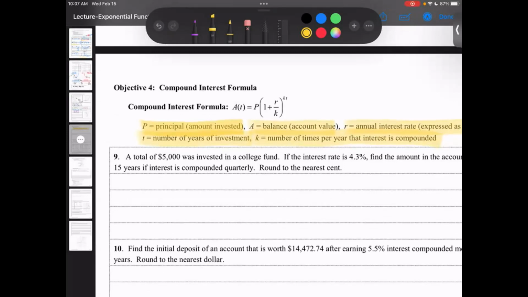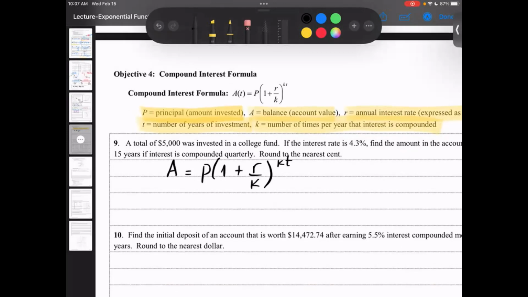Let's do number 9. A total of 5,000 was invested in a college fund. So 5,000 will be what letter here? Yeah, your principal, right? I'm sure your parents do this for you. They have a college fund that they put money into slowly when you were little. When you come of age, you can take it out. If you spend that money on college, then you don't have to pay tax. So 5,000 is my principal.